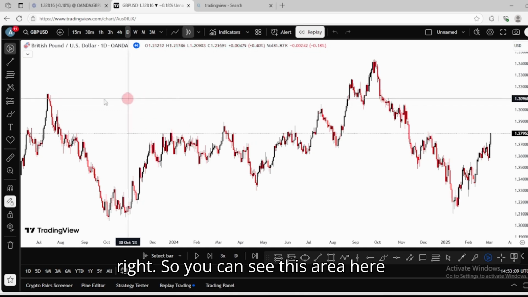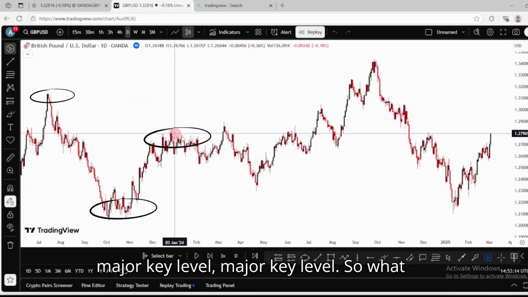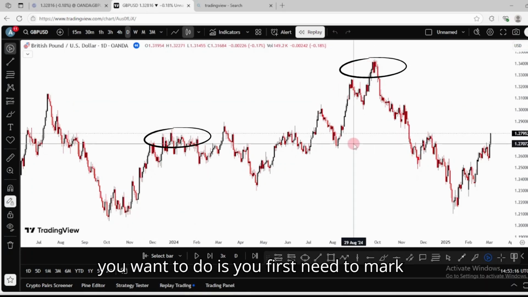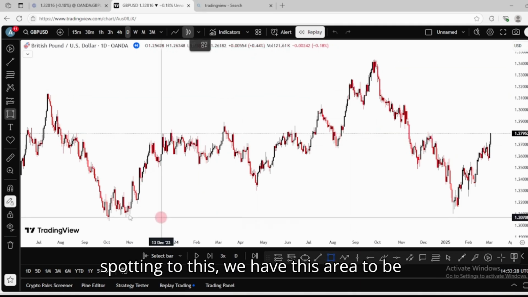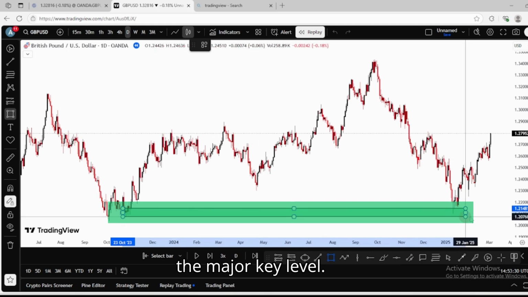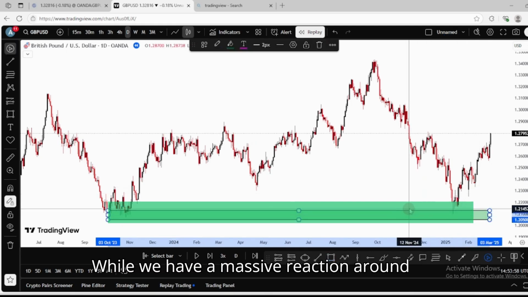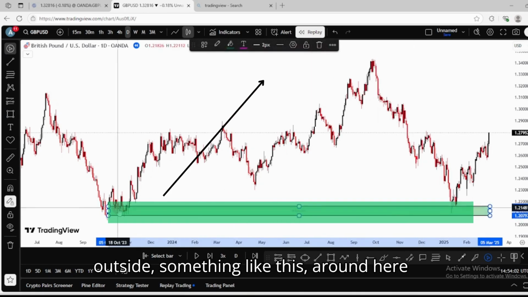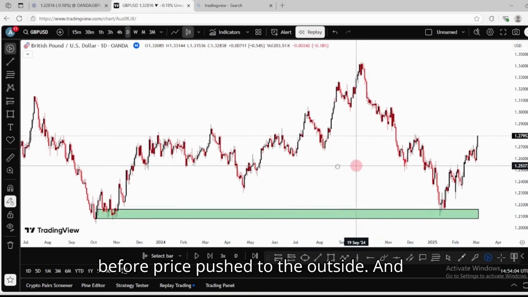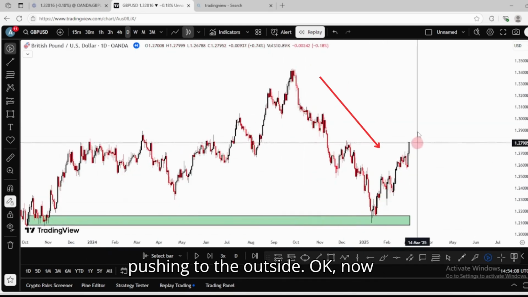You can see this area here, a major key level, a major key level, a major key level. So what you want to do is first mark only the major key levels in the market. Spotting this, we have this area to be a major key level, as we have a massive reaction around that place before price pushed to the upside, something like this around here. And you can see in the future price came back to the same zone and now it's pushing to the upside.